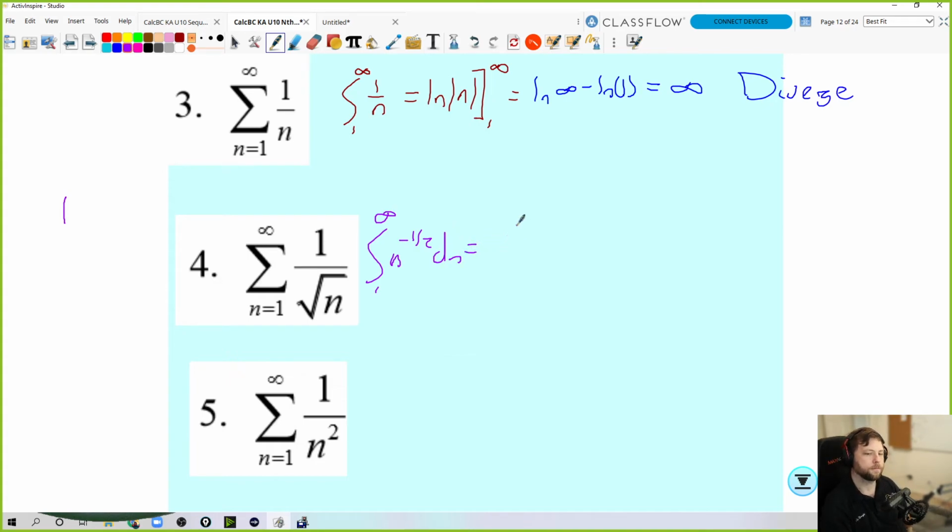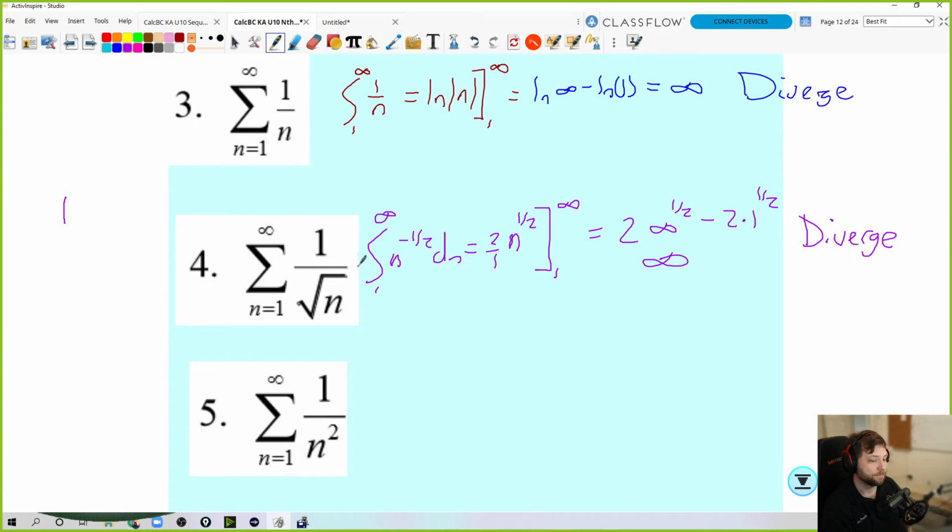Got to calm down. So if you integrate that, you add 1, n to the positive 1/2 times 2 over 1 from 1 to infinity, which is going to be 2 times infinity to the 1/2 power minus 2 times 1 to the 1/2 power. But that's still infinity right there. We diverge. Do they all diverge? Find out. Let's do this last one.